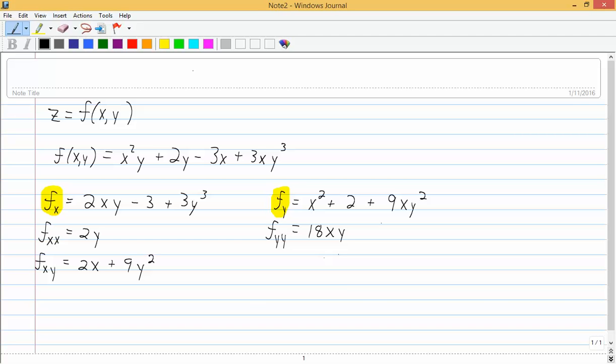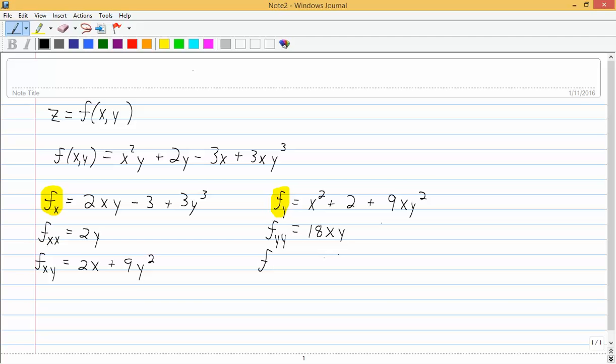The question now is, where did I make my mistake? Let's see. 2xy minus 3 minus 3x squared. Or did I make a mistake? Let's see. 0, 0. I don't think I did. Okay.